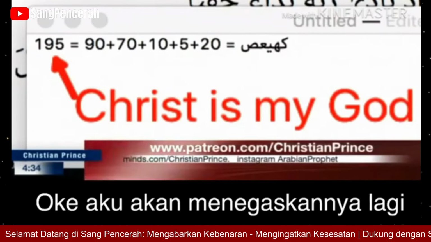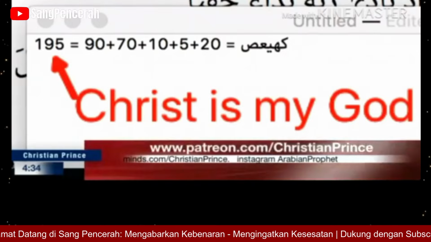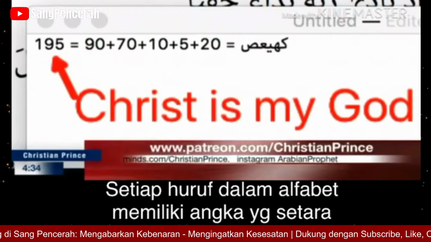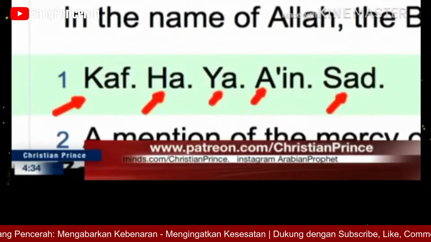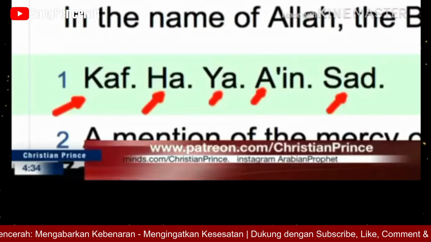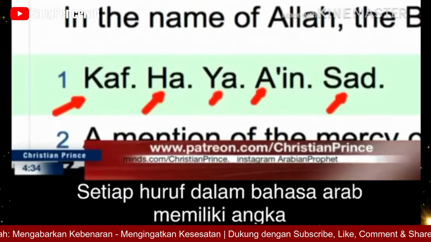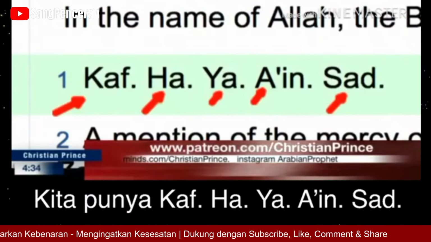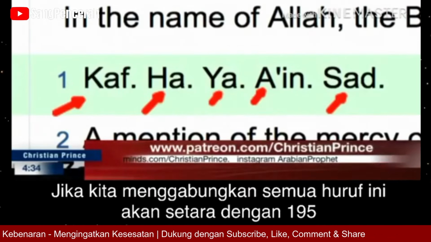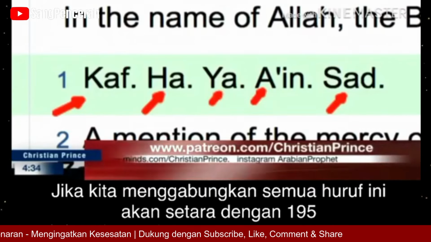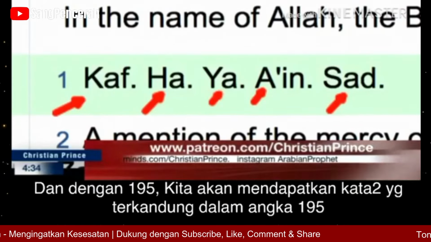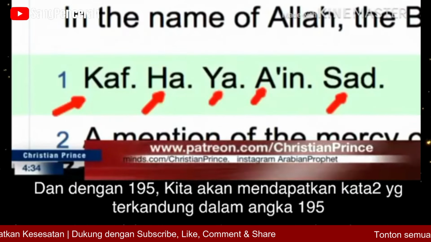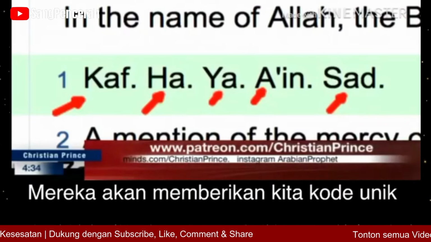Okay, I will explain to you more, my friend. No problem. Every letter in the Arabic alphabet has an equal number. So we have the ka, the ha, the ya, the ain, the sad. If we put all the numbers together, they will be equal to 195. Then for the 195, we will find out what words are contained in it based on the letters. They will give us a unique coding.